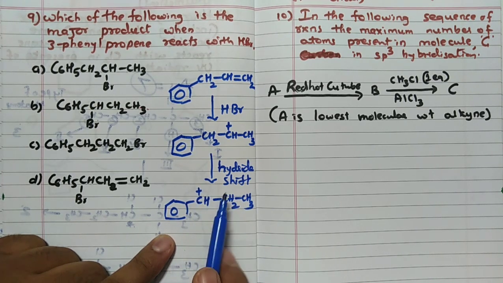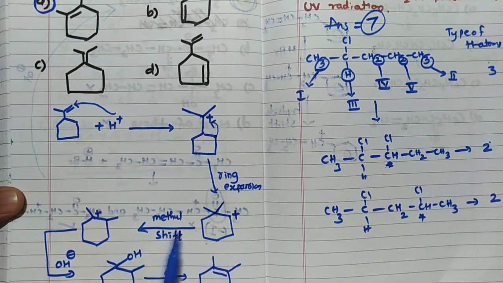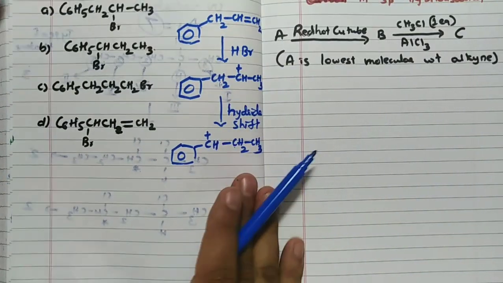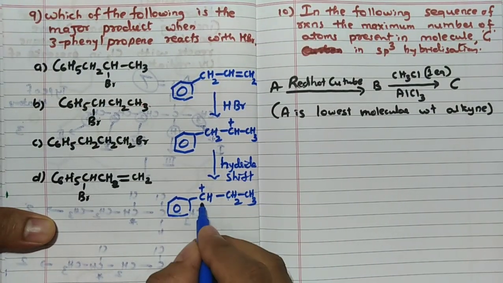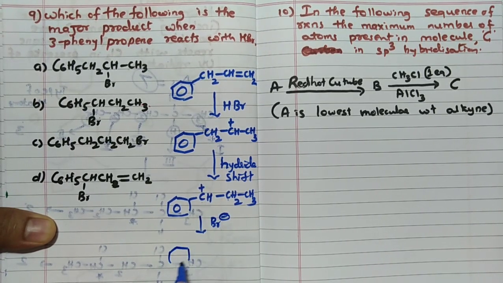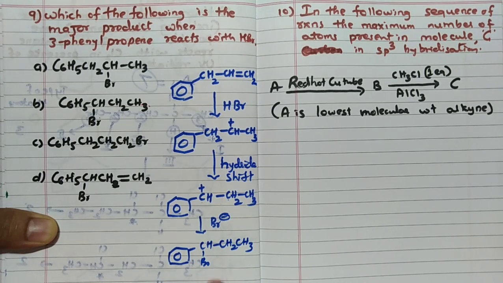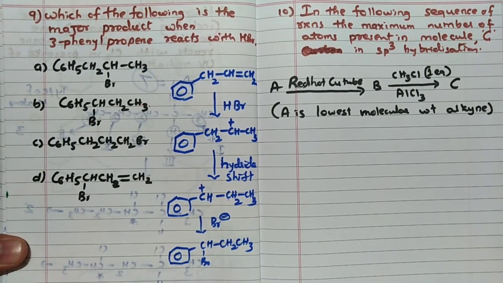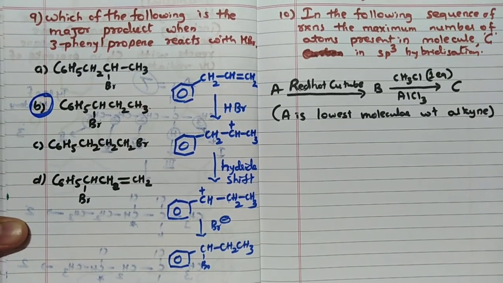Why does this take place? To become more stable. So remember, wherever this type of shift, ring expansion, or methyl shift takes place, it is because the carbocation becomes more stable. Wherever the stability is more, the major product formation depends on the stable carbocation. So now you add Br minus to this, and you get the product CHBr here, CH2, CH3. So the product formed is this one, and B is the answer. So like this, remember, you have to think.